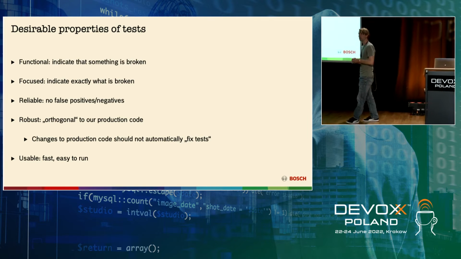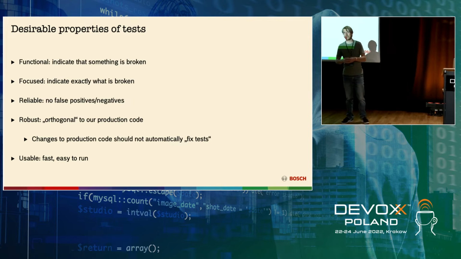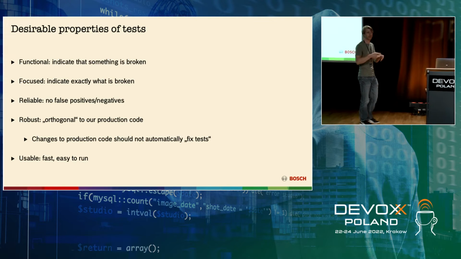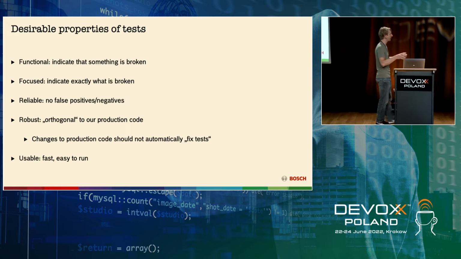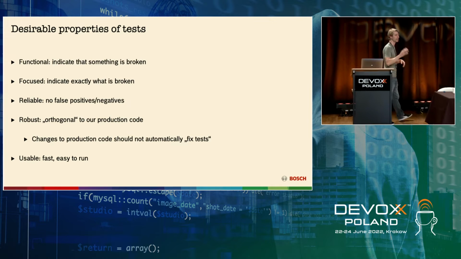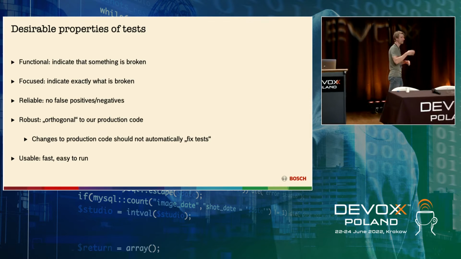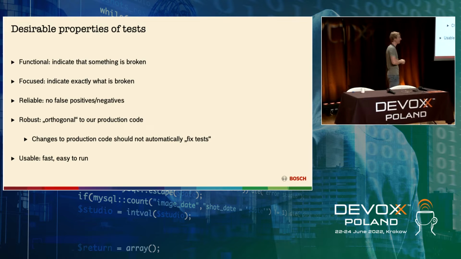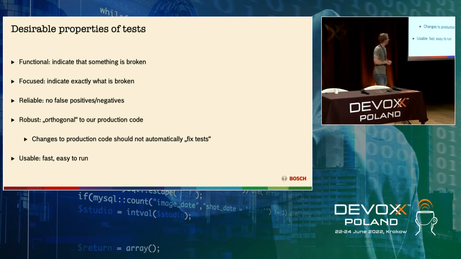And then we also want them to be reliable. We don't want to have flaky tests. Sometimes they're green, sometimes they're red. Oh, it's red, let's try to run it again. Ah, yeah, now it works. Okay, all fine. Probably some of you know that, especially with end-to-end tests.